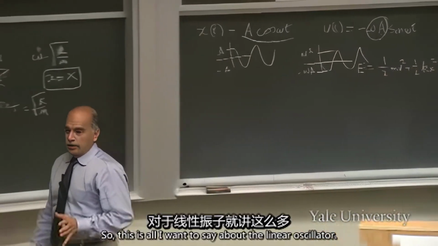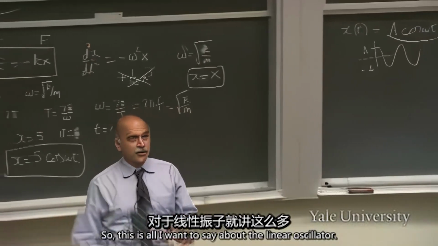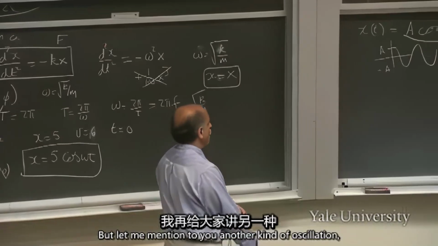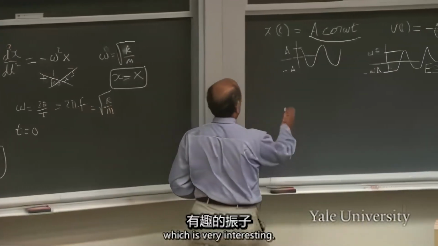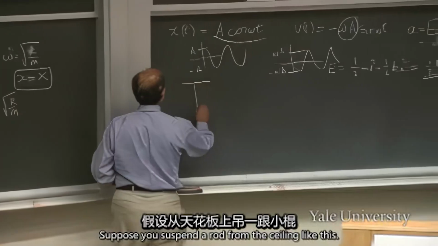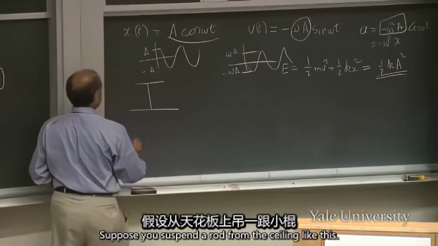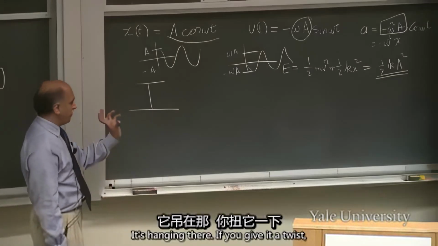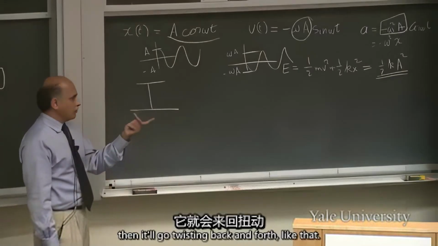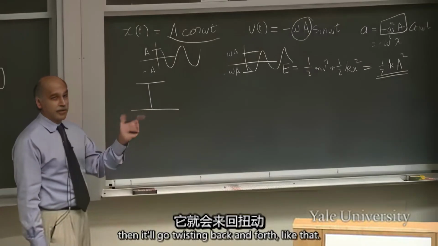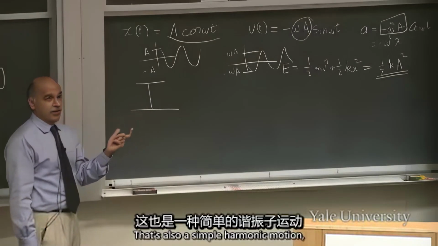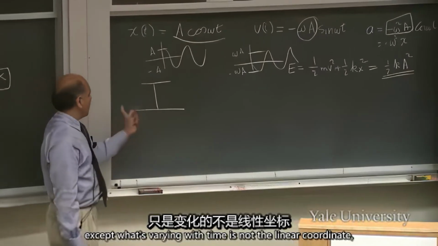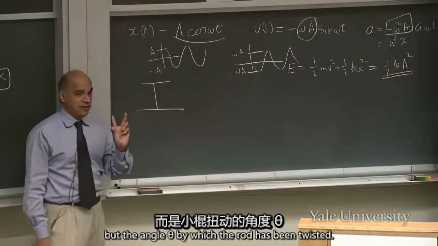So this is all I want to say about the linear oscillator. But let me mention to you another kind of oscillation, which is very interesting. Suppose you suspend a rod from the ceiling, like this. It's hanging there. If you give it a twist, then it'll go twisting back and forth like that. That's also simple harmonic motion, except what's varying with time is not the linear coordinate, but the angle theta by which the rod has been twisted.